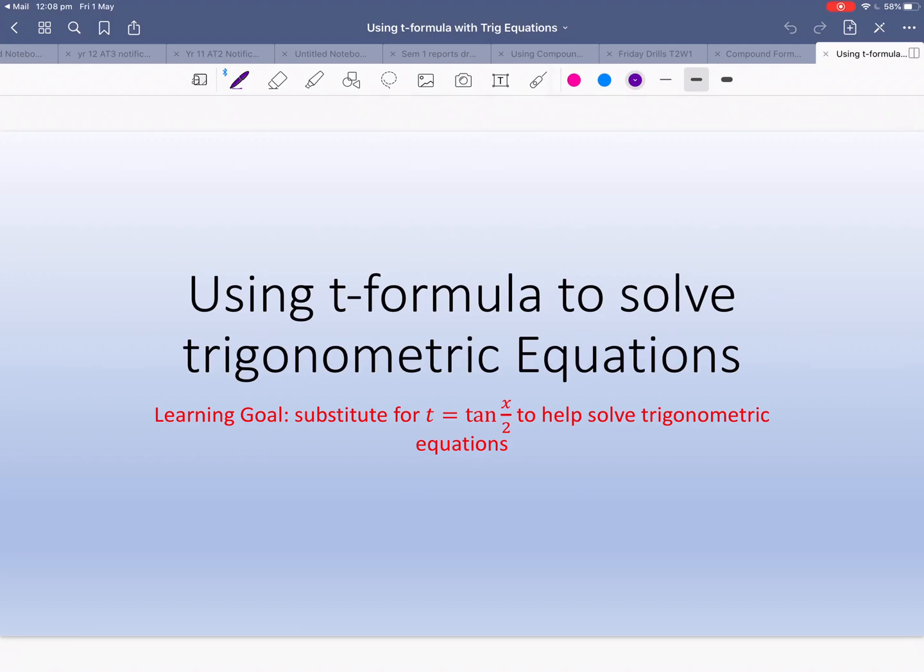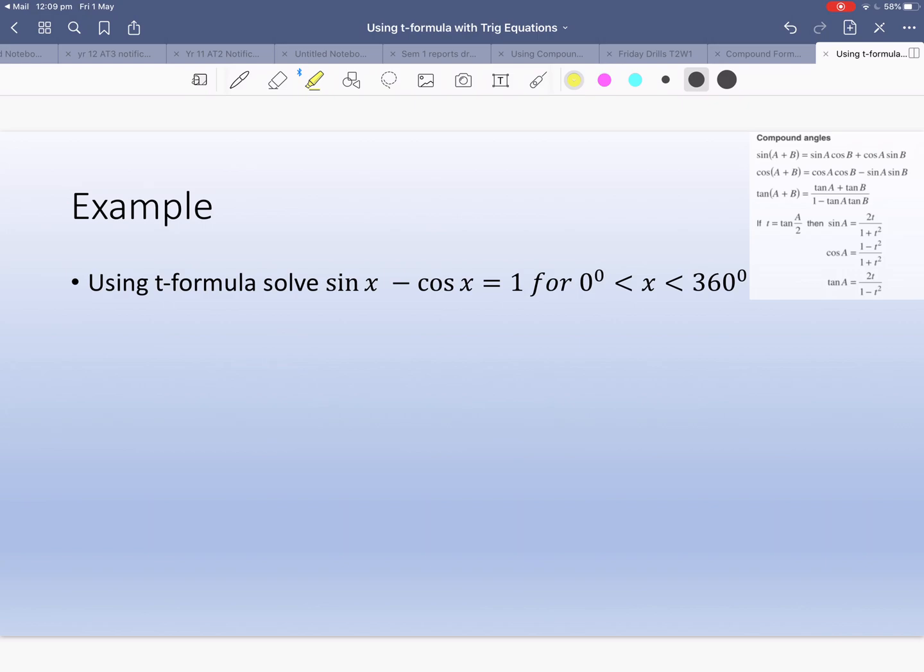So we're going to use the t-formula to solve some trigonometric equations. Now you might find another way to solve these same problems, but in this case we're just going to use the t-formula to do this. Now this is actually in the formula sheet here.